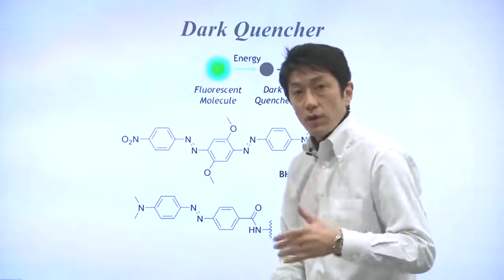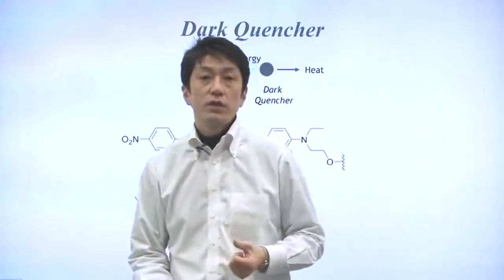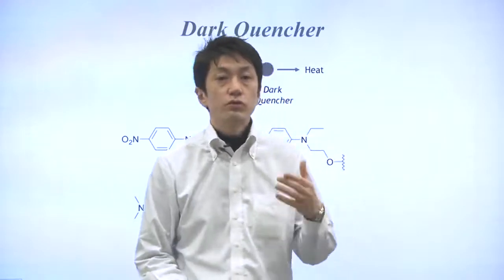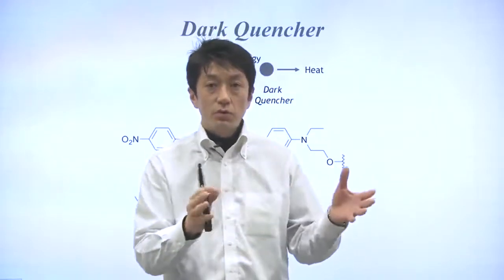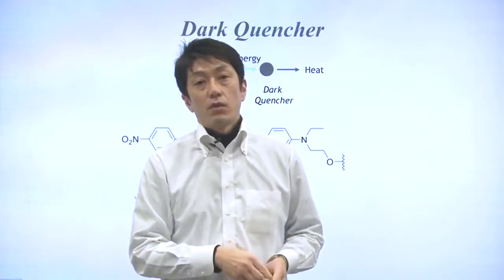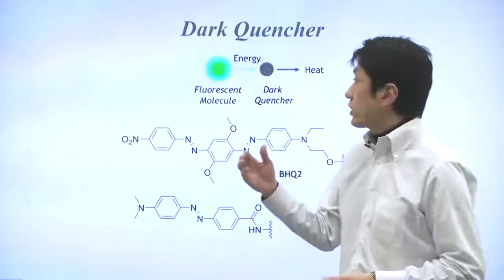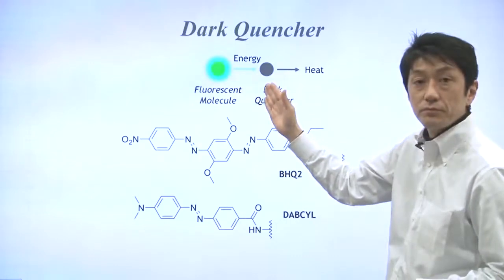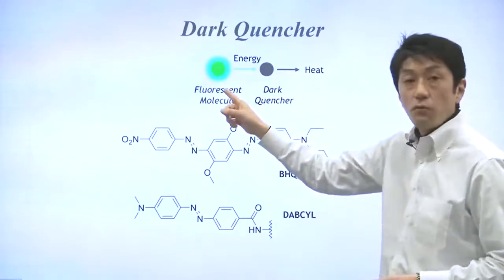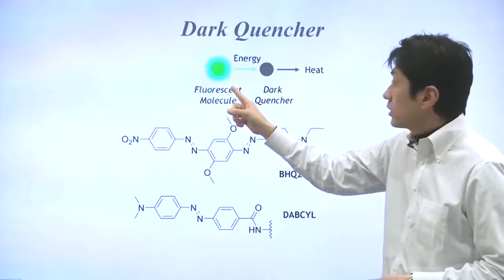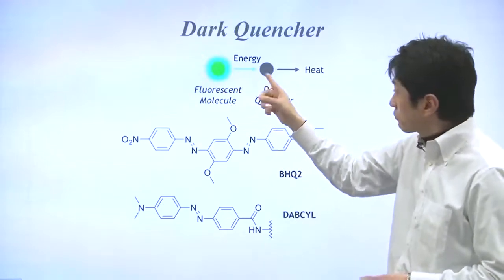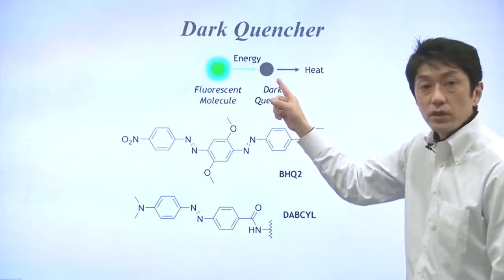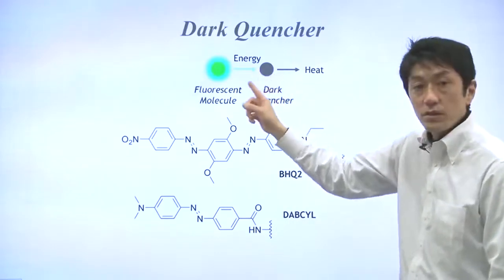With micromolar or less concentration of the dark quencher, the heat from the dark quencher is too small to affect the temperature of the solution. When the two molecules, fluorescent molecules and dark quencher, are close together, emission from the fluorescent molecule is almost completely quenched. In other words, the quenching effect is distance dependent.